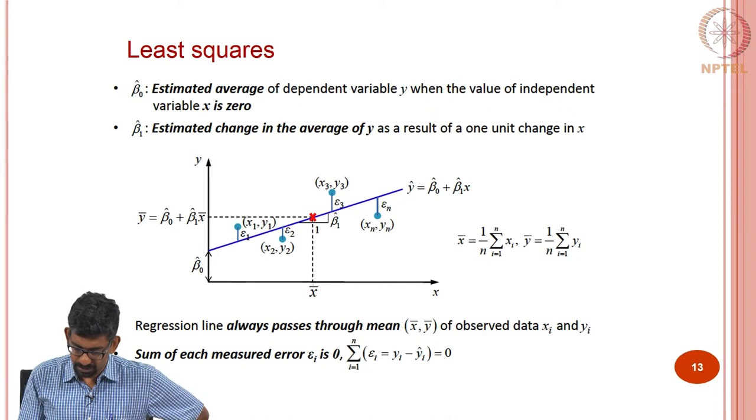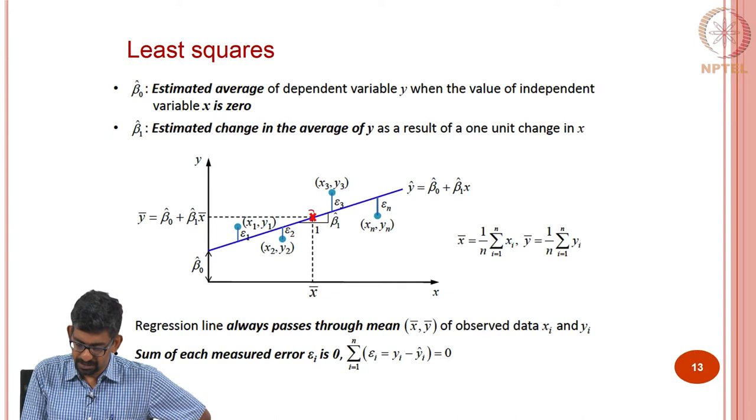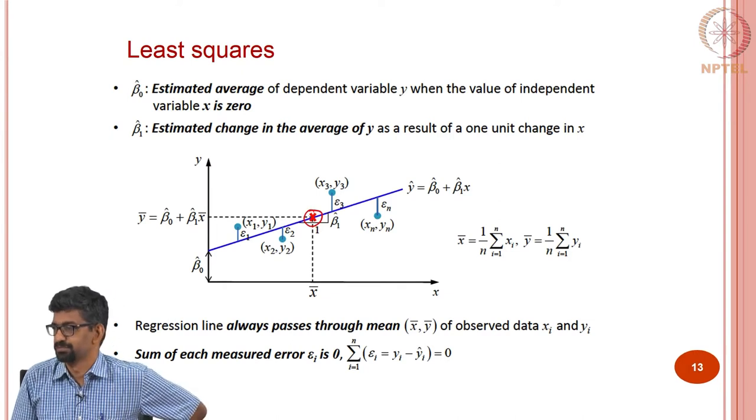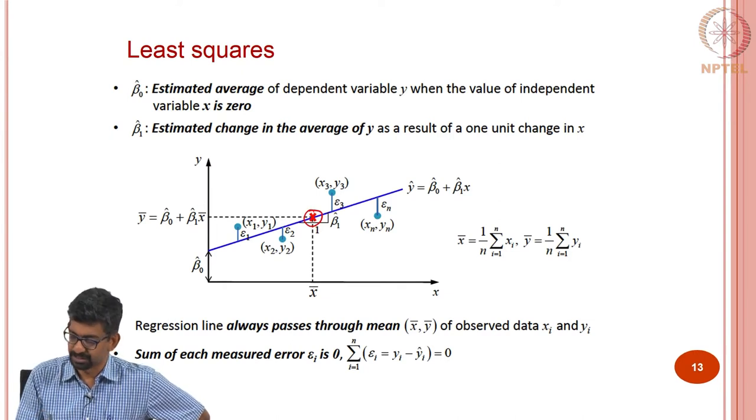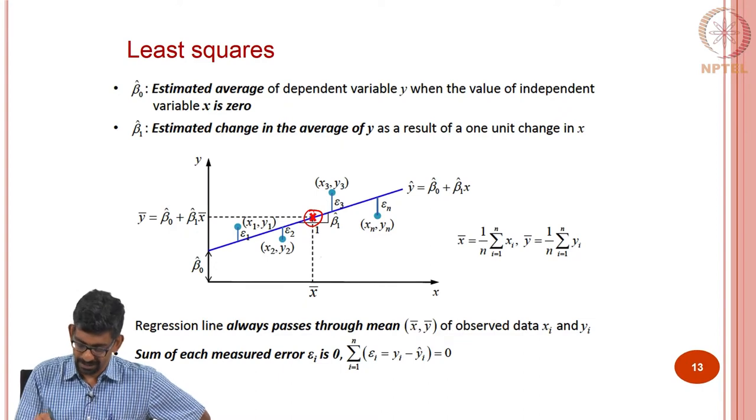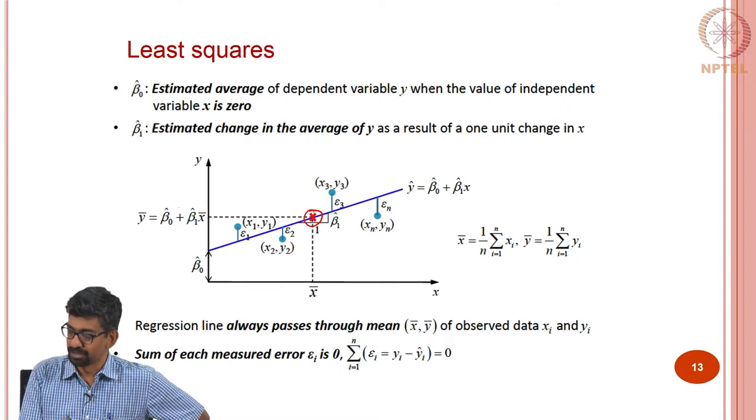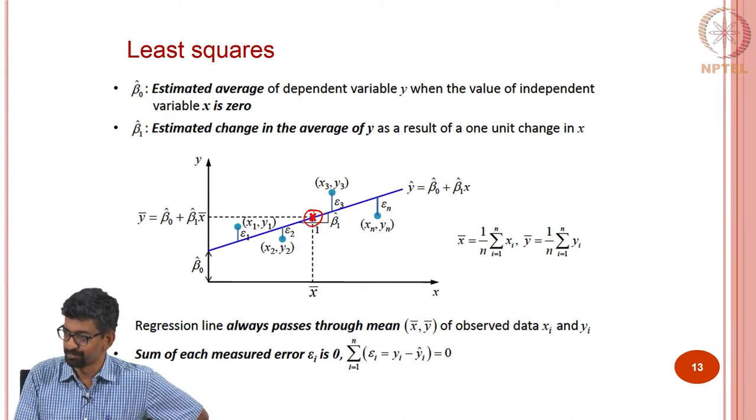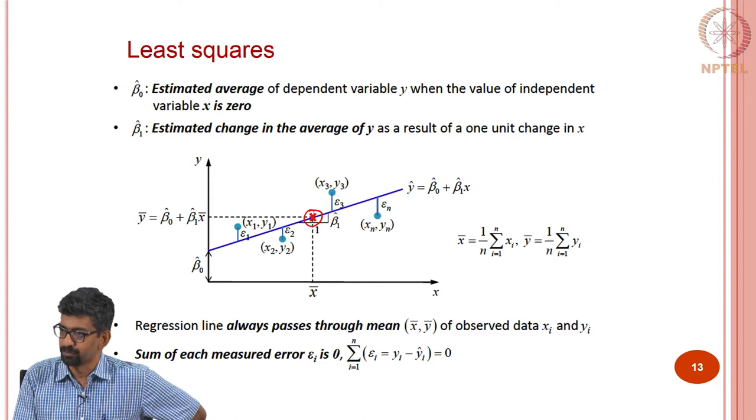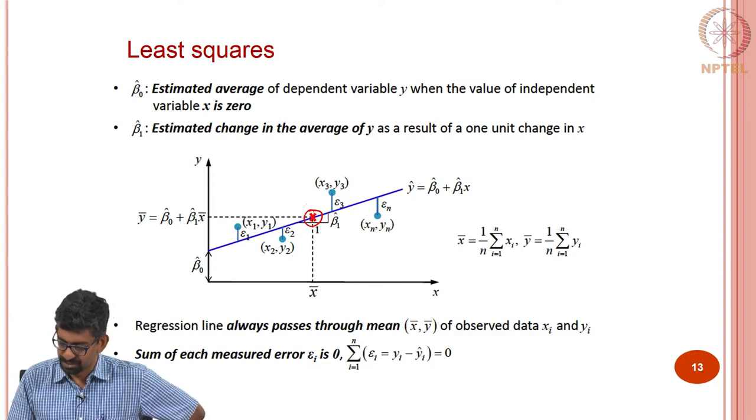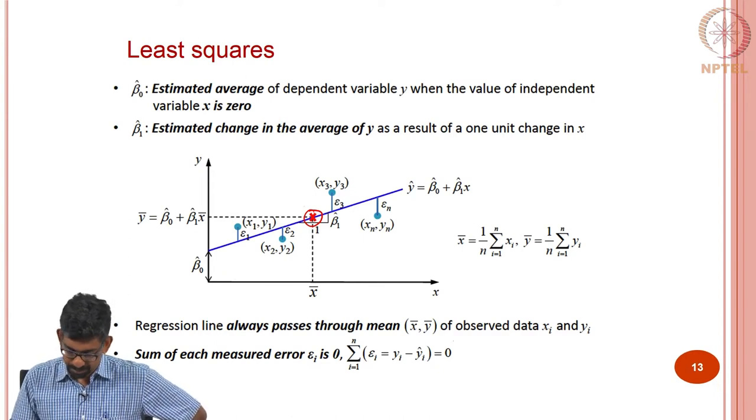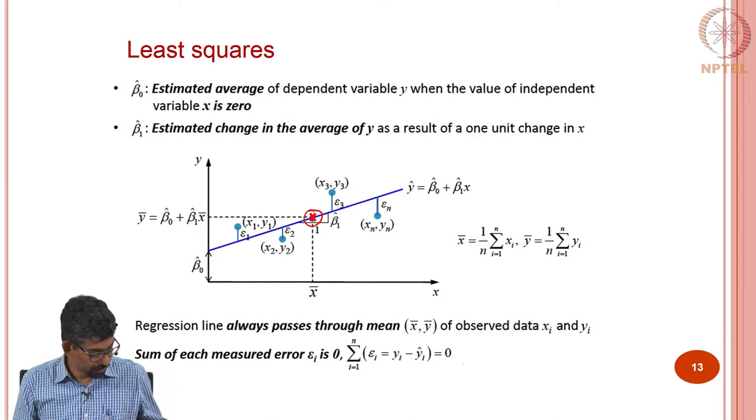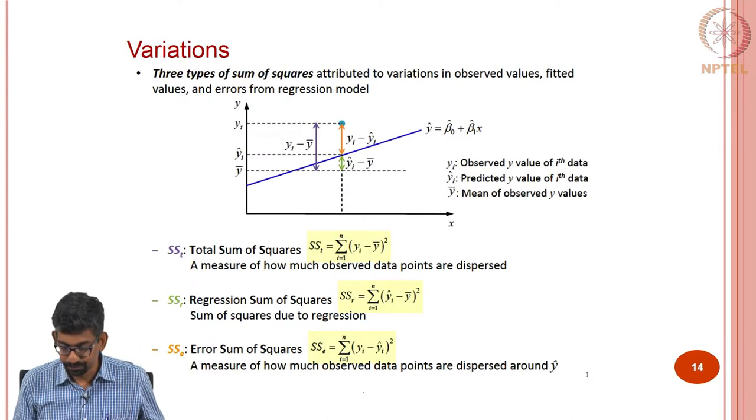There are some interesting properties. For instance, x bar, y bar, the mean of x and y, will intersect on the line for sure. They will pass through the line. It might not pass through any other points, but the intersection of x bar and y bar it will pass through. Also, the line passes through the mean, and the sum of each measured error, you are trying to force it to be equal to 0.